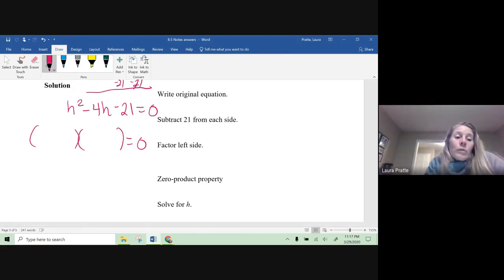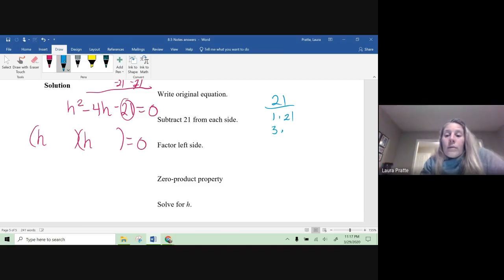So h squared would be split up into h and h, just like we did all the x's on the previous pages of the notes. Now we want to look for our factors of 21. So 1 times 21 or 3 times 7, and we want the pair that's going to subtract to give us this 4. So which pair, guys? That's right, 3 and 7.